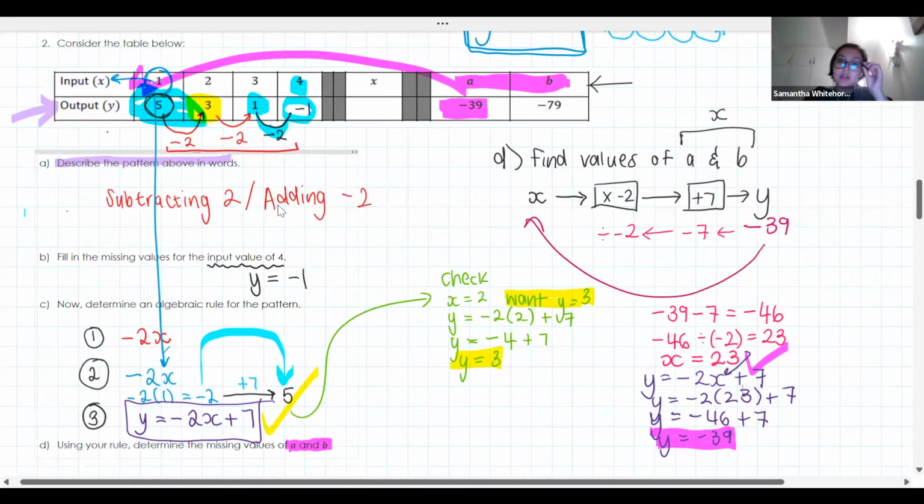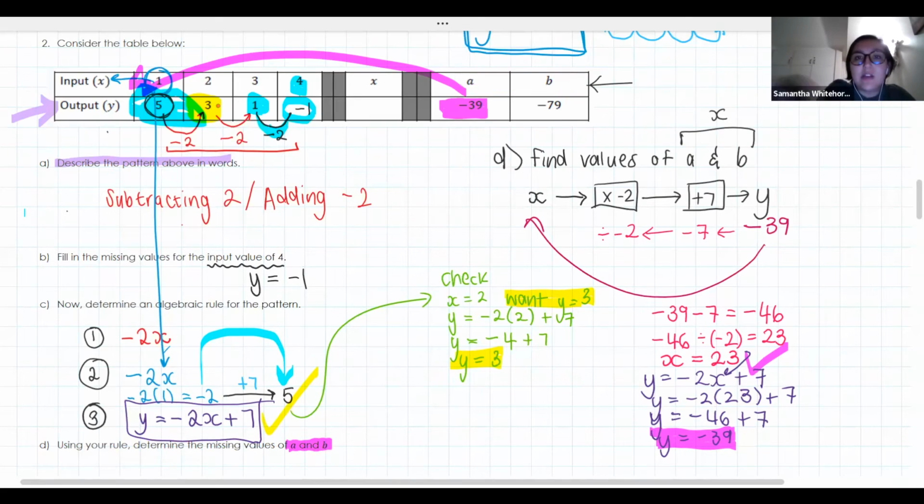Right, so that's one way to do it if you want to work with a flow diagram idea. So what we've established here is that this A value in my table is 23.